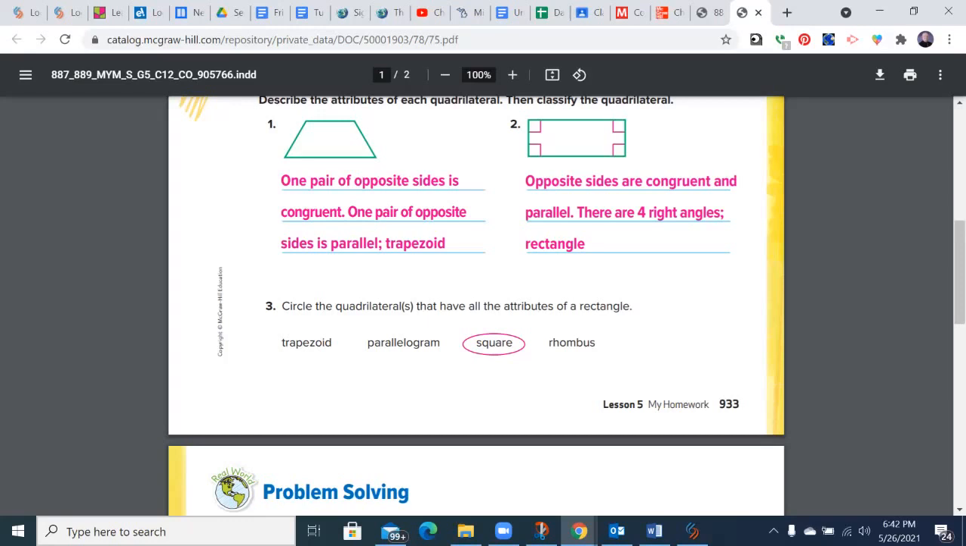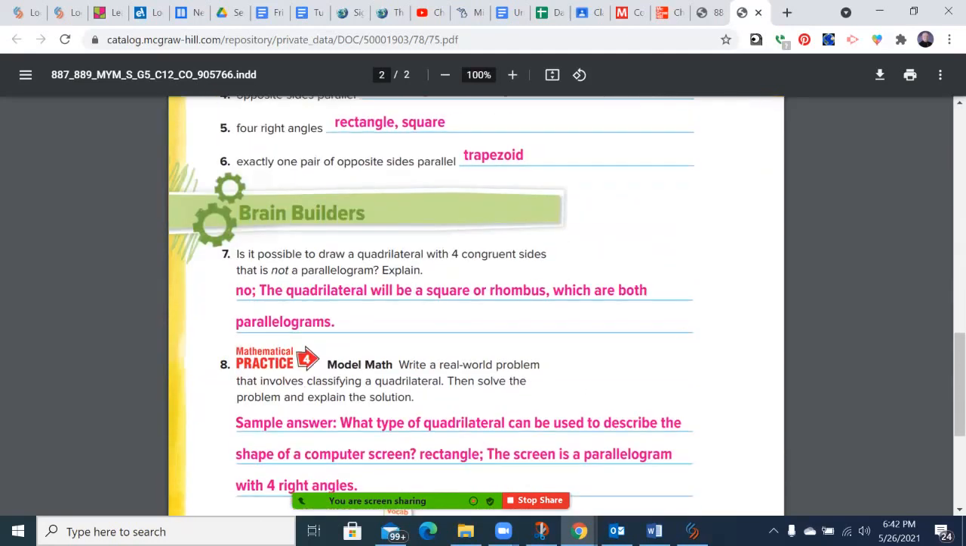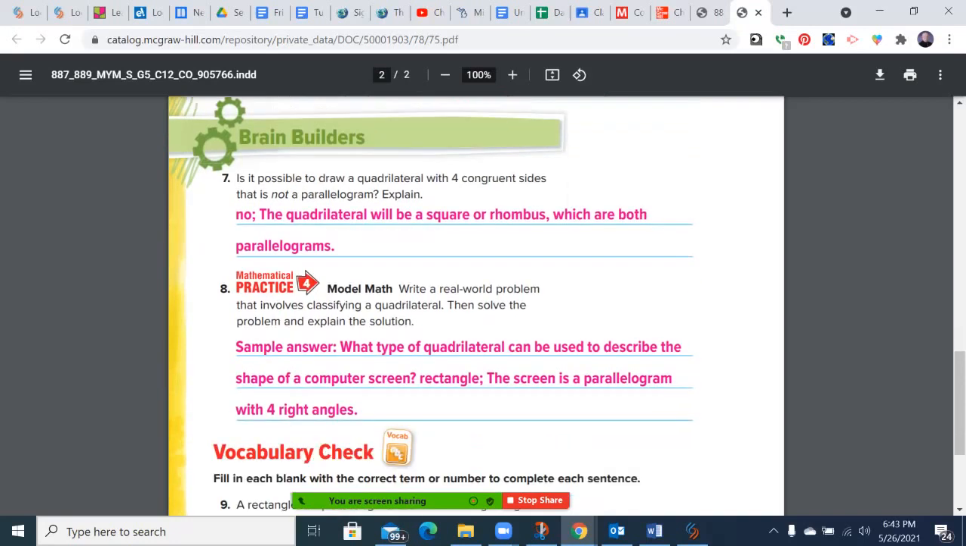Then we look down here, and you see opposite sides parallel. All of these have that: parallelogram, rectangle, rhombus, and square. Four right angles, just rectangle and square. And exactly one pair of opposite sides parallel, trapezoid. And looking down, it's possible to draw a quadrilateral with four congruent sides that is not a parallelogram? No, the quadrilateral will be a square or rhombus, which are both parallelograms.